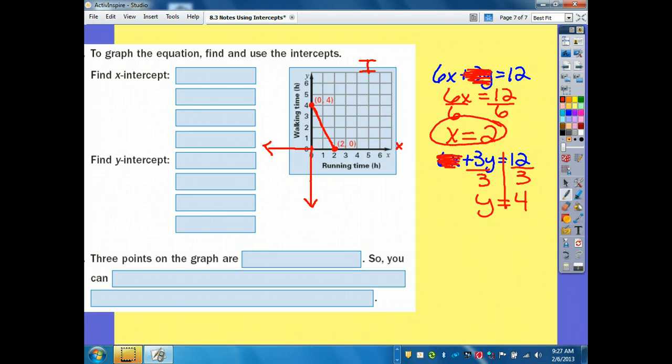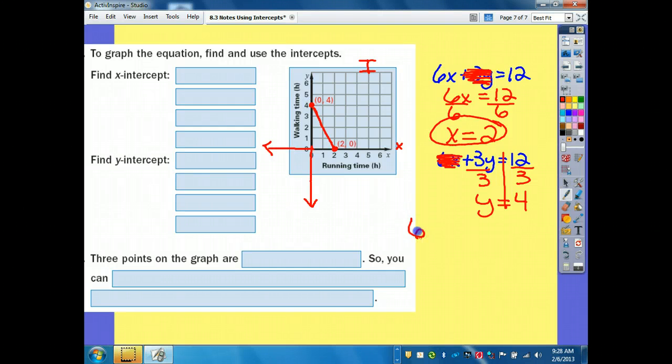So give me some different situations along the way. What are some different points on that line that would make that equation work? We could run 2 hours and not walk at all, and we'd get what? 12 miles. Or we could walk for 4 hours.